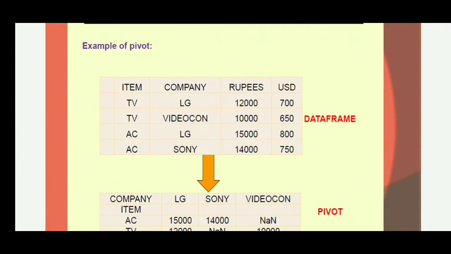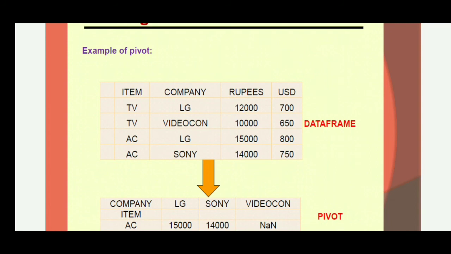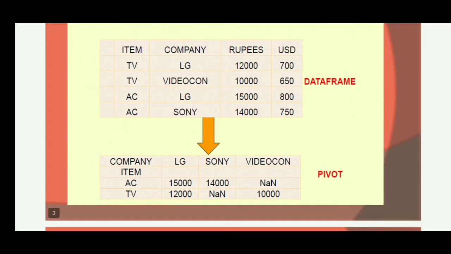Let us see what pivoting is. One example has 4 columns: item, company, rupees and USD, that is US dollar. It contains TV records and AC records, and the price is given. So it is a data frame. When we pivot it, it gets converted by company. Companies come horizontally, LG, Sony, Videocon, and the items come vertically, which are AC and TV. Based on the companies, it will provide values for that specific AC and TV.